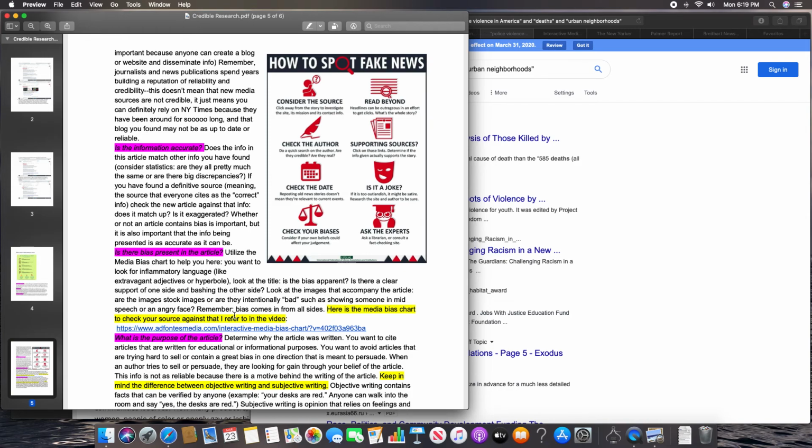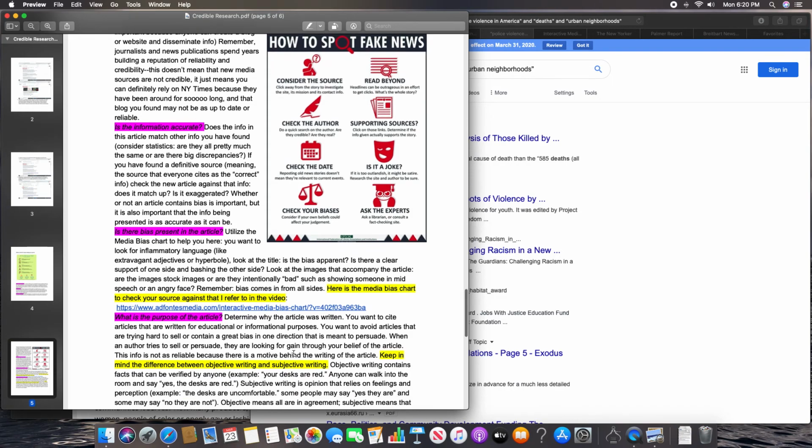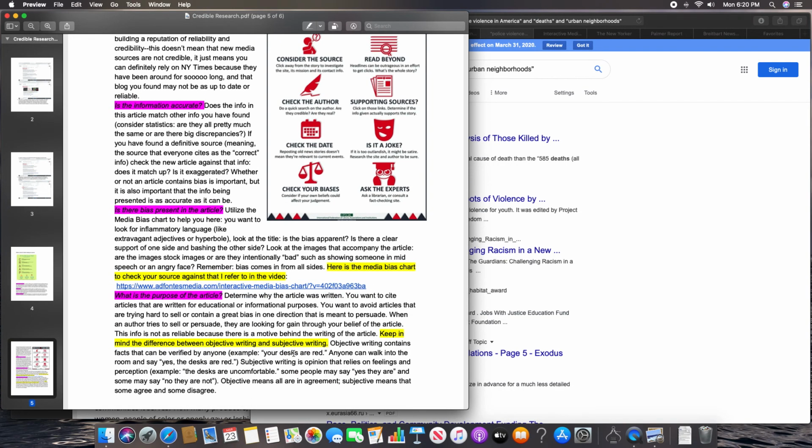I have a really great chart that we're going to look at. We're going to look for extravagant adjectives and hyperbole, looking at the title and the images, and really reading the language. The link for the chart is right here, Ad Fontes Media, the interactive media chart. This is really helpful for you. I'm going to show you why in just a few seconds.